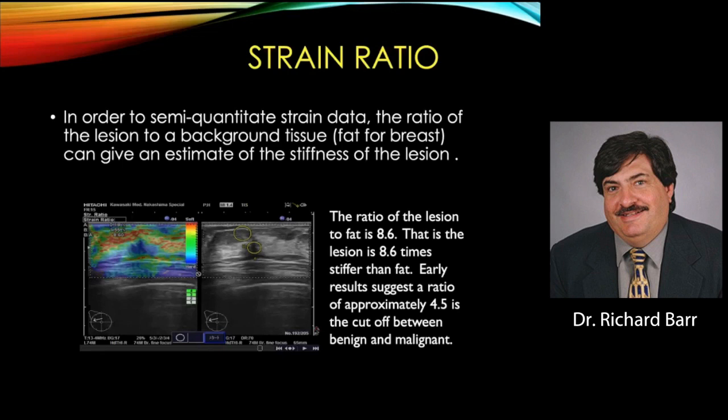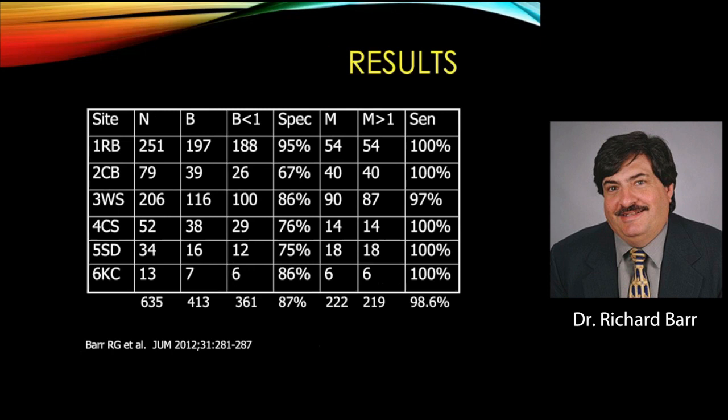And I usually use a ratio of about 4.5 for the Mindray system. Each vendor calculates strain a little bit differently, so that cutoff value may be different. And again, in this case, the ratio is 8.6. Again, all three methods demonstrate that this is highly suggestive of a malignancy, and it was an invasive ductal cancer.